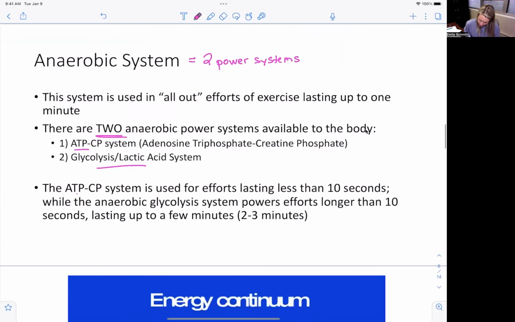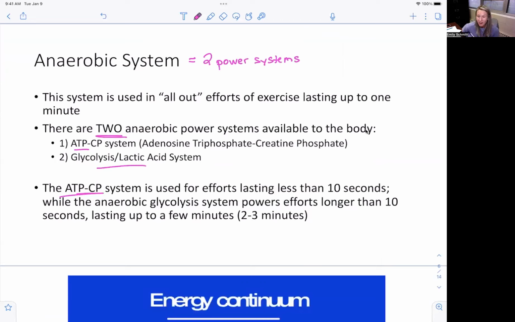So the ATP-CP system is used for efforts lasting less than 10 seconds. So think about a 1 rep max. Think about a golf swing. Think about one pull-up. That is just efforts lasting less than 10 seconds.